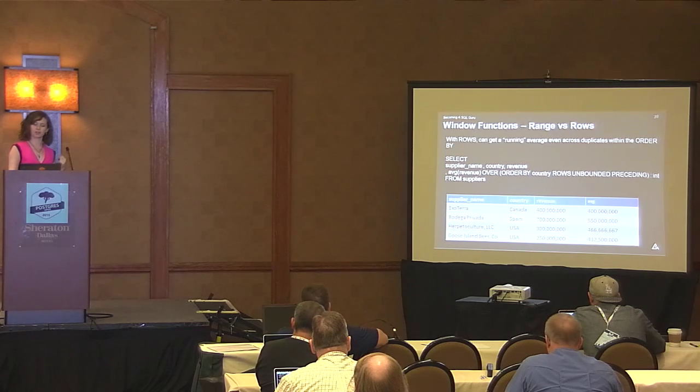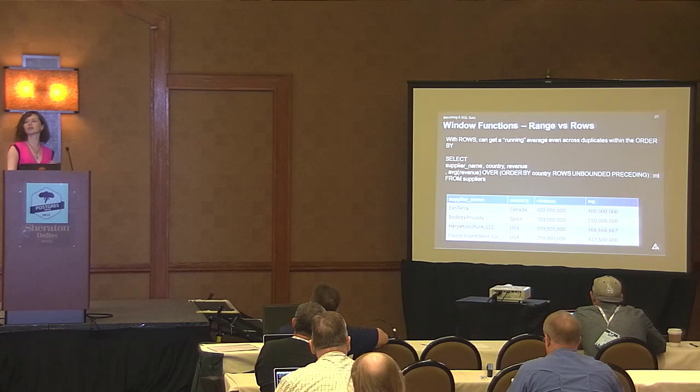Now this is different from when we specify rows, because rows will give us a true running average as we go through every single row within our order by, including each of the duplicates. So here you can see we now have herpetoculture has the average of the previous 3, and now Goose Island beer is the average of all 4.